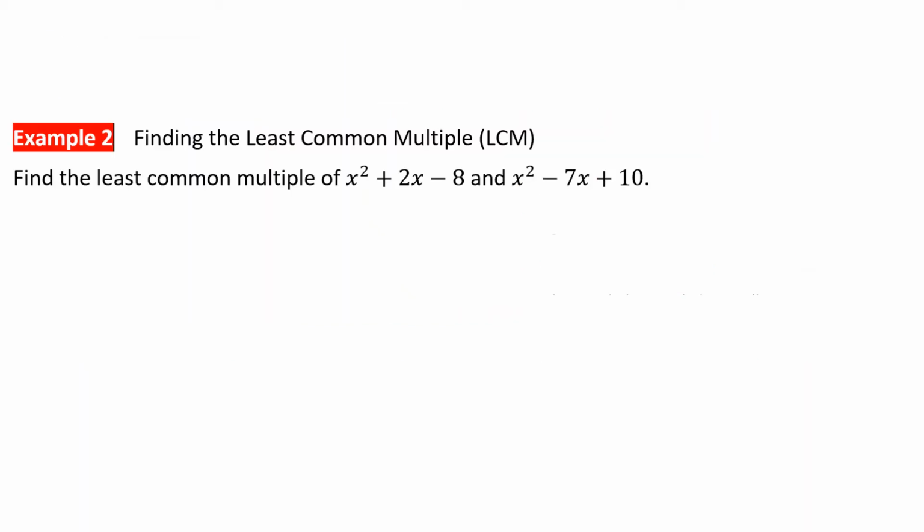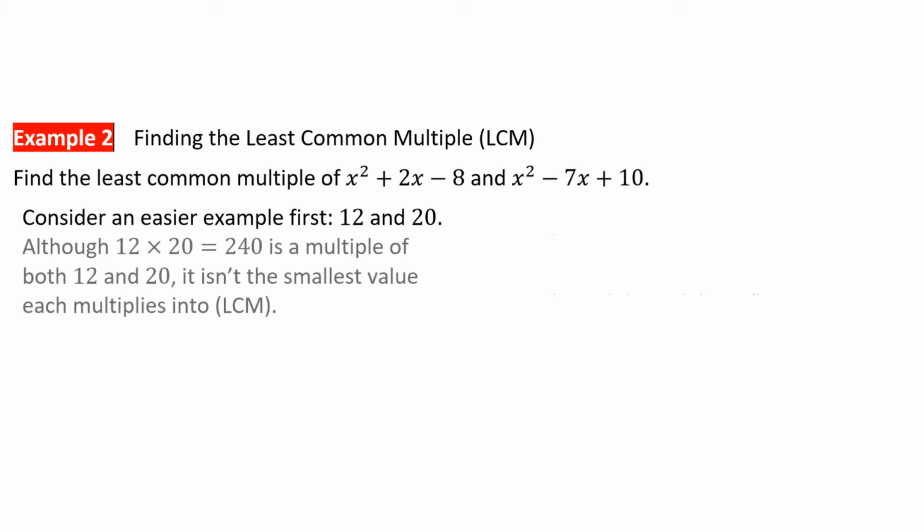Before we add or subtract fractions with unlike denominators, let's first work to find a common multiple, least common multiple. Can we find the least common multiple of these two trinomials, x squared plus 2x minus 8 and x squared minus 7x plus 10? That seems a little bit difficult at the moment. I think it might be easier to start off with an example with just some integers. 12 and 20. What's the least common multiple?